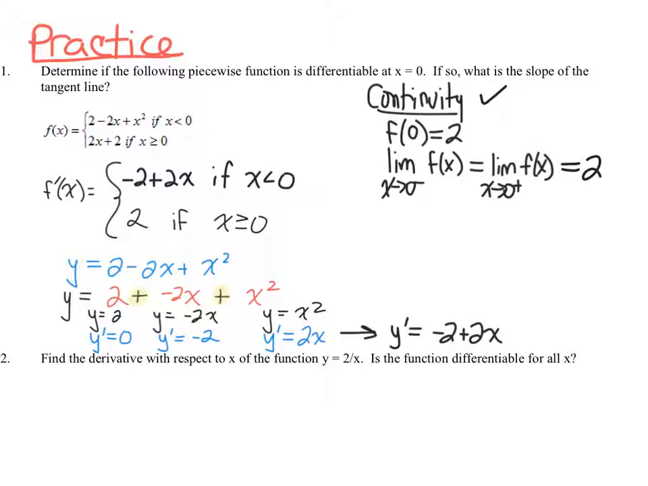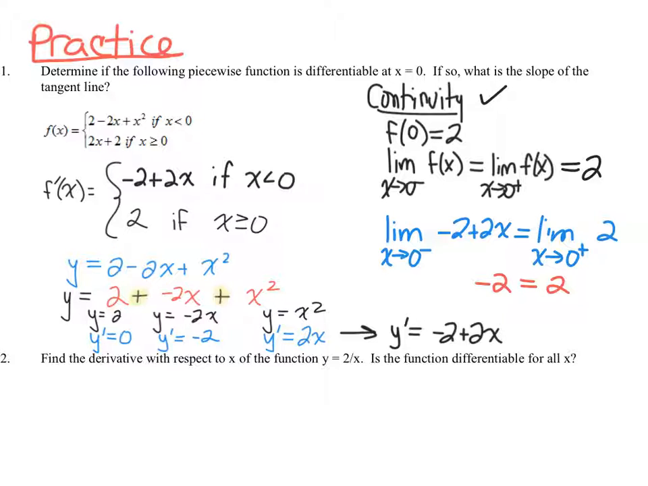So what I'm going to now do is find the limit as x approaches 0 from the left of negative 2 plus 2x, and see if that's equal to the limit as x approaches 0 from the right of 2. All right, so what we're dealing with here are two limits that are not equal to one another. One is negative 2, one is a positive 2, just through direct substitution. Those are not equal to one another. So it is not differentiable at x equals 0, so I don't have to worry about the tangent line.